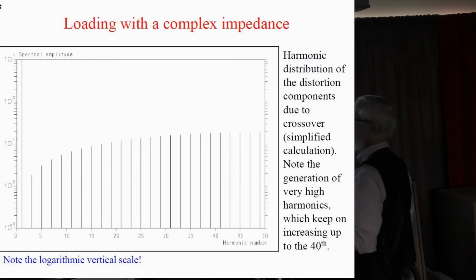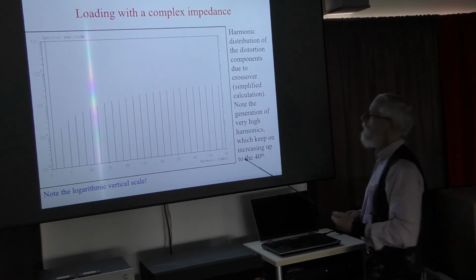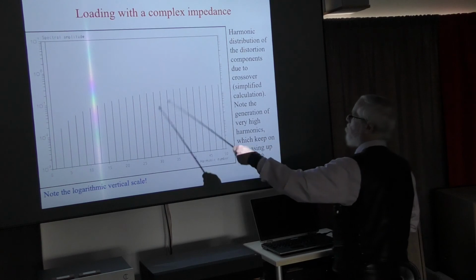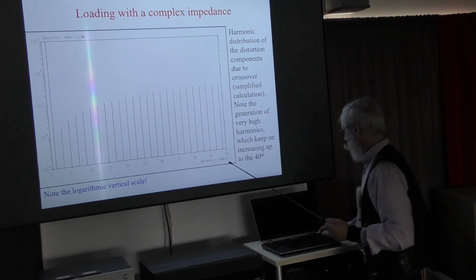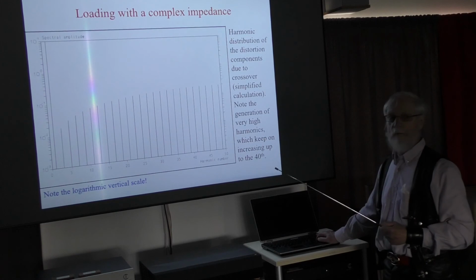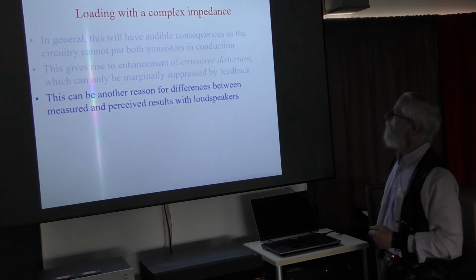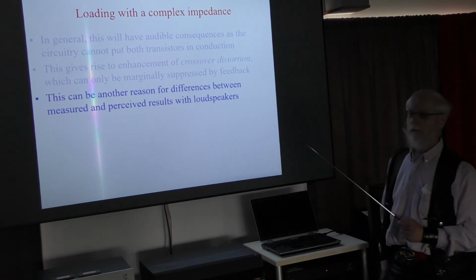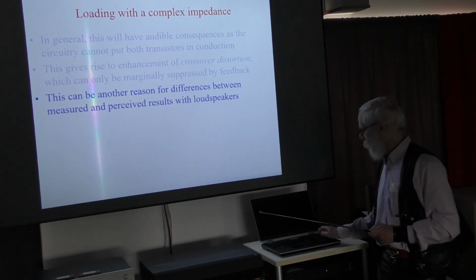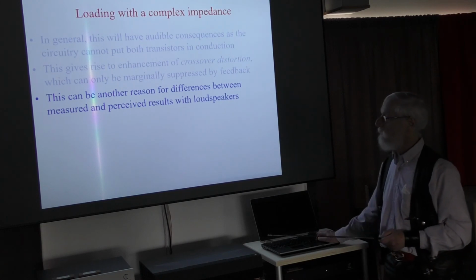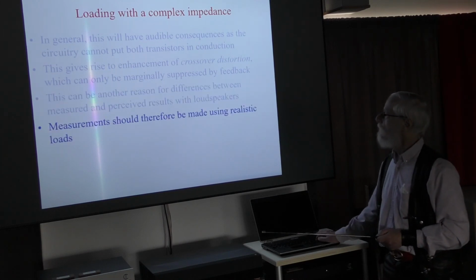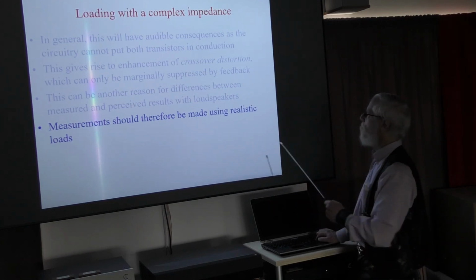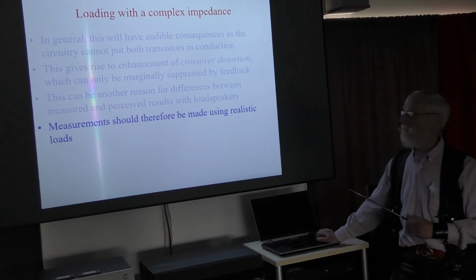So you see two effects there. Lots of very high harmonics, and they increase with frequency, which means that the suppression gets worse and worse in this area. So from a perception point of view, it's dramatic. That can be another reason for the difference between measured and perceived results with loudspeakers. How well an amplifier is able to cope with it, and how well the loudspeaker behaves, is another matter. So in order to get this clear, you need to make the measurements with realistic loads and not a resistor.